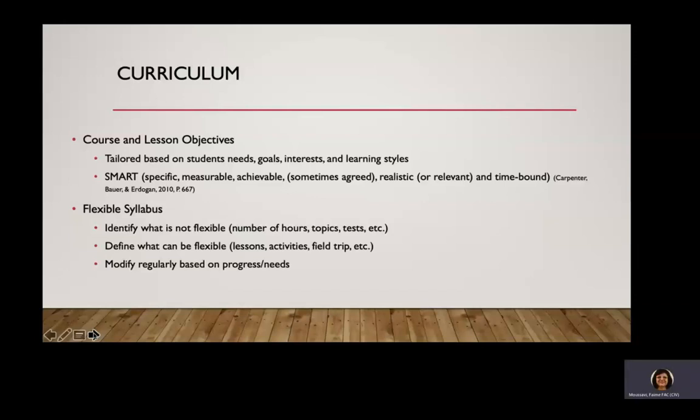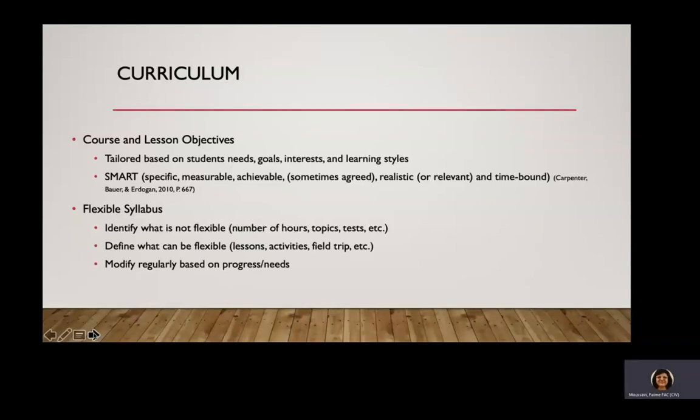Course and lesson objectives are based on students' needs, and after assessment that shows their needs, their goals, and their interests, objectives are specific, measurable, achievable in that period of time, relevant, and time-bound.